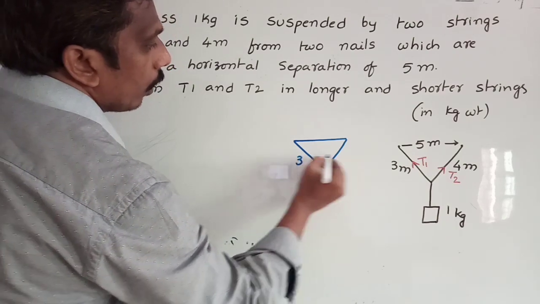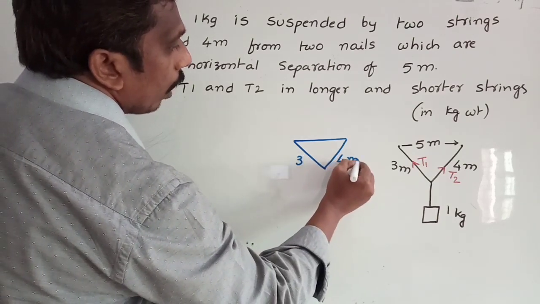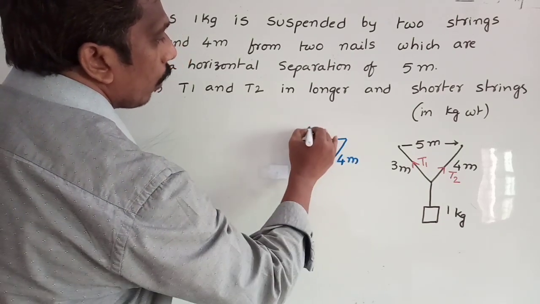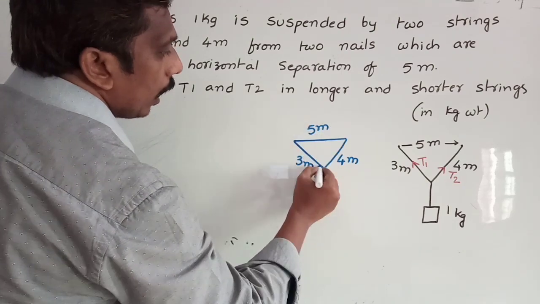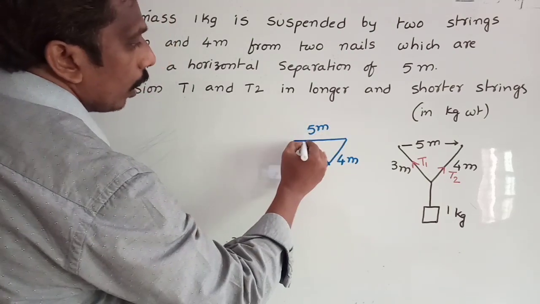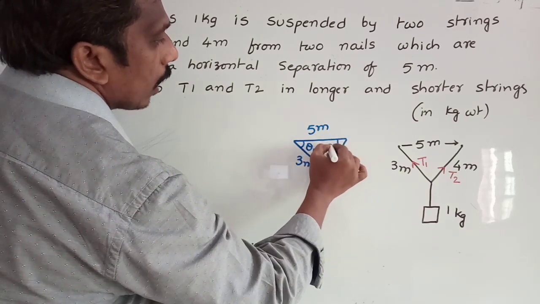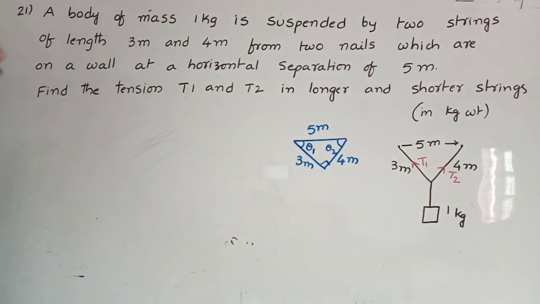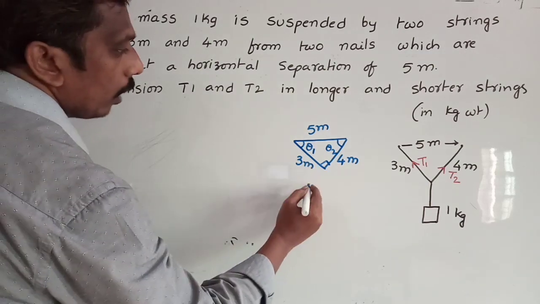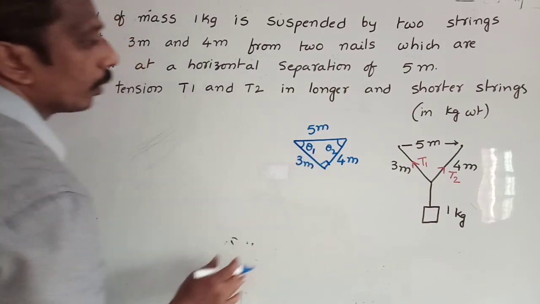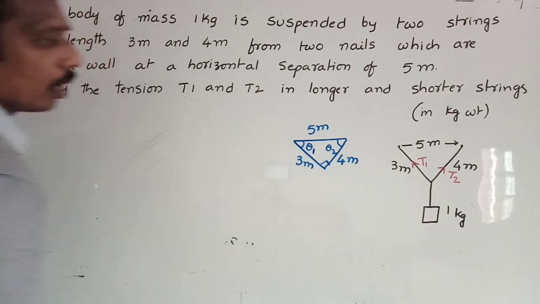3 meter, this is 4 meter, and this one is equal to 5 meter. Then here the angle is equal to 90 degrees. Here the angle is taken as theta 1. Here the angle is taken as theta 2. From this, we can write cos theta, sin theta values also.